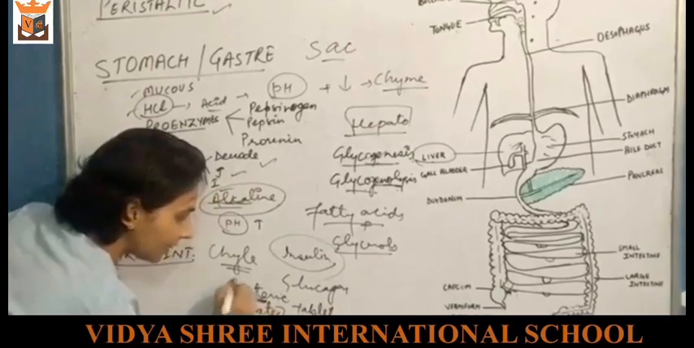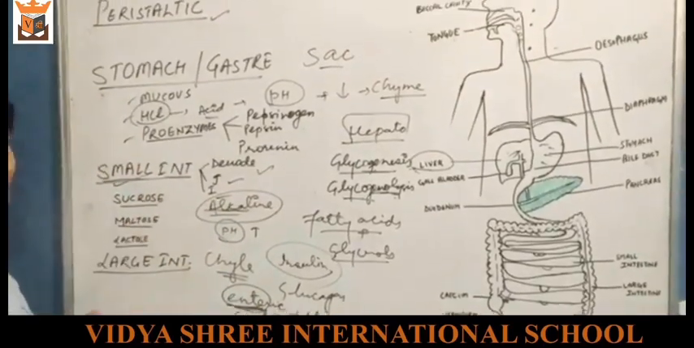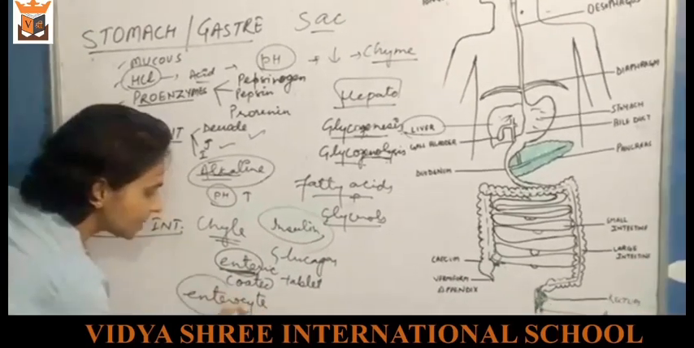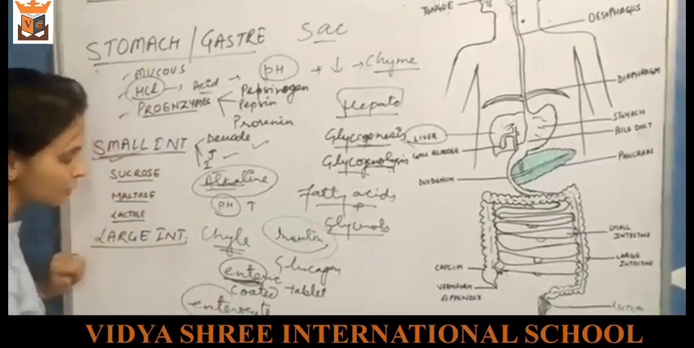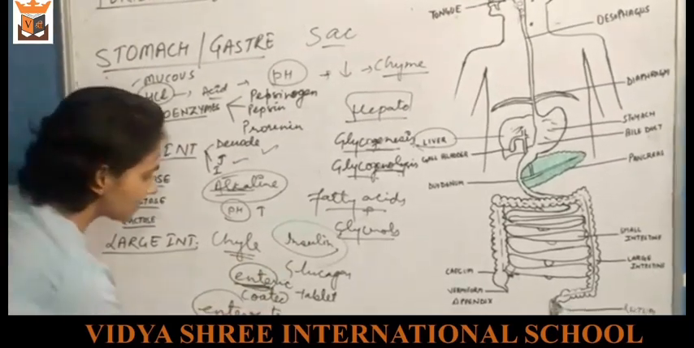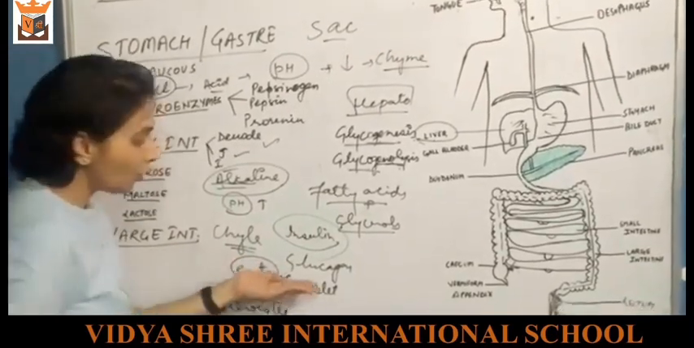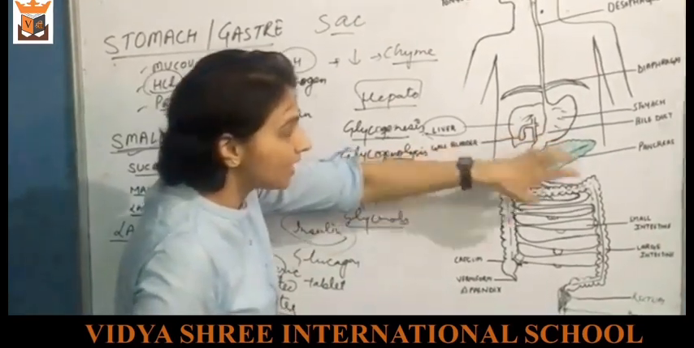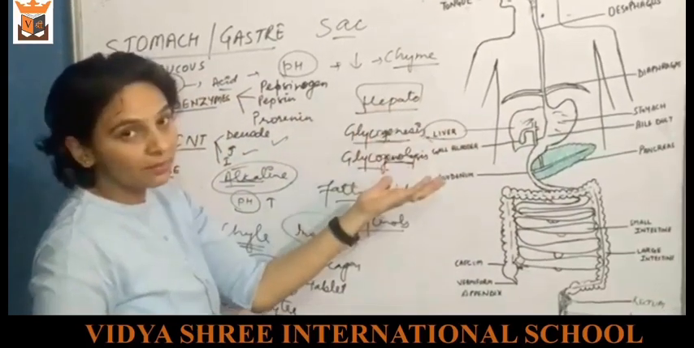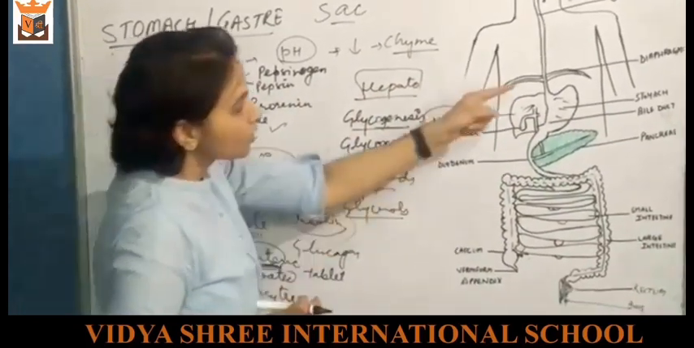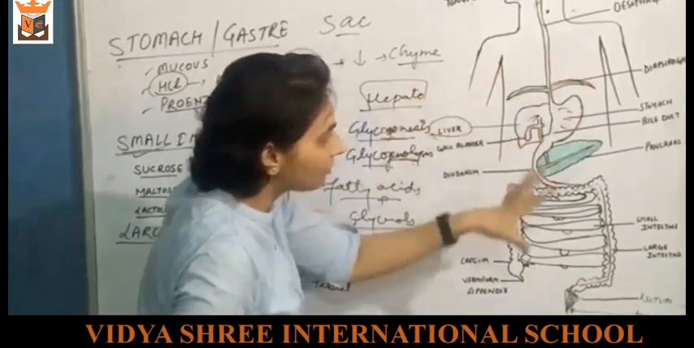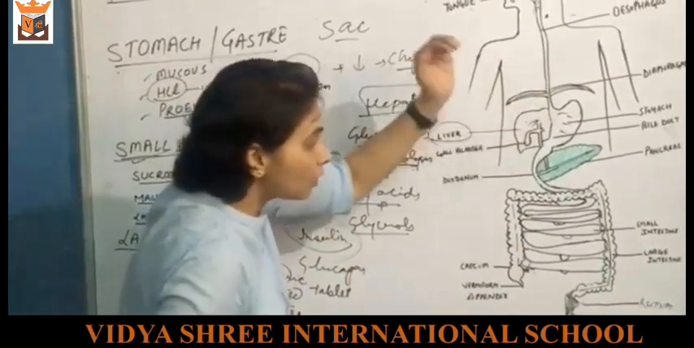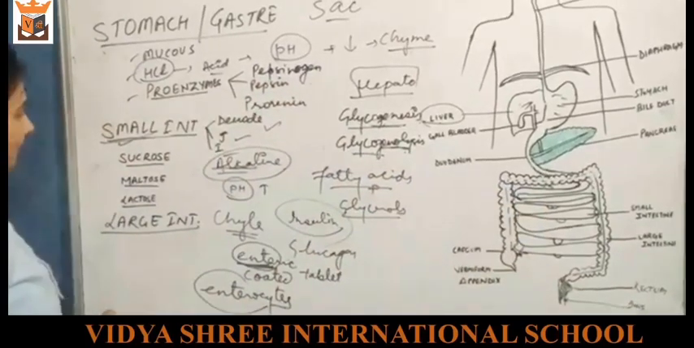Enteric, E-N-T-E-R. The word entero is used for intestine. For example, enterocyte. Cyte means cell, entero means intestine. So intestinal cells are called enterocytes. Why is it written on those tablets? Because if those tablets go to the stomach, then HCl will disintegrate them before showing their effect. So it will go through the stomach unaffected by the HCl because enteric coating is there, which will work only in the intestine. Fine.